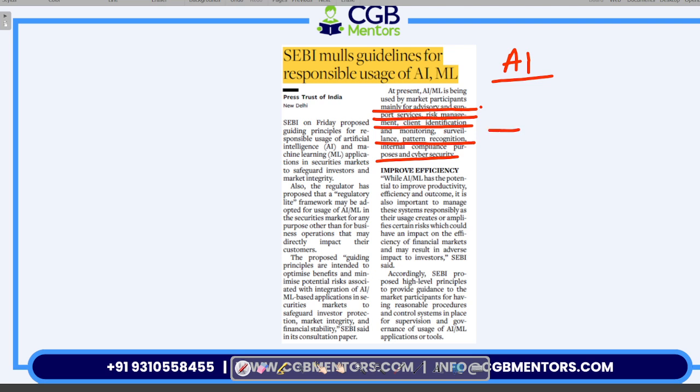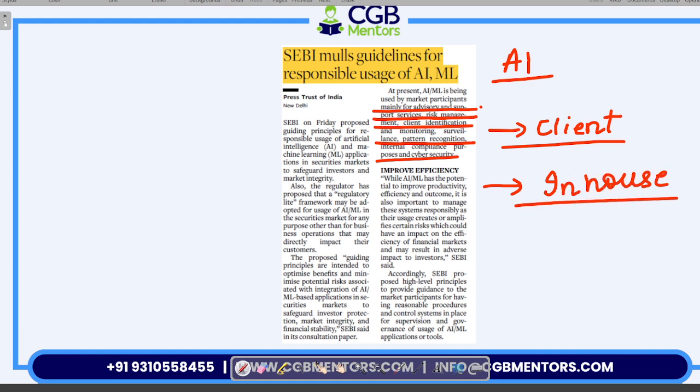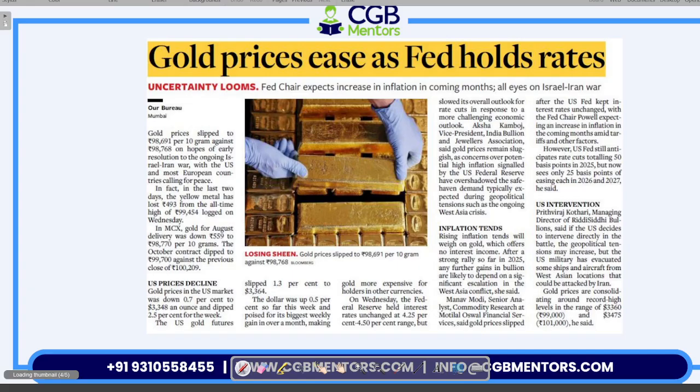They have said that wherever you have direct interaction with the client, right, and you are using AI and machine learning, the regulation that we are going to impose will be stricter. But if you are using it for your in-house functions, right, then we will have lighter compliance rules for you. So this article tells us that in the secondary market also AI can be used in these ways, and that is why SEBI is trying to bring in the guidelines so that there can be responsible use of AI.